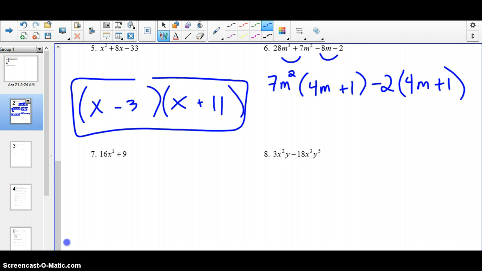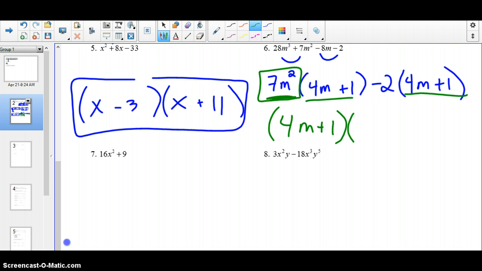Here's where everybody gets confused. Basically, what you're going to do is you're going to look and see what was common in these 2 terms. You've got the 4m plus 1 is common. You're going to factor that out, 4m plus 1, and you're going to be left with whatever you've had factored out earlier, 7m squared minus 2. And that's it.